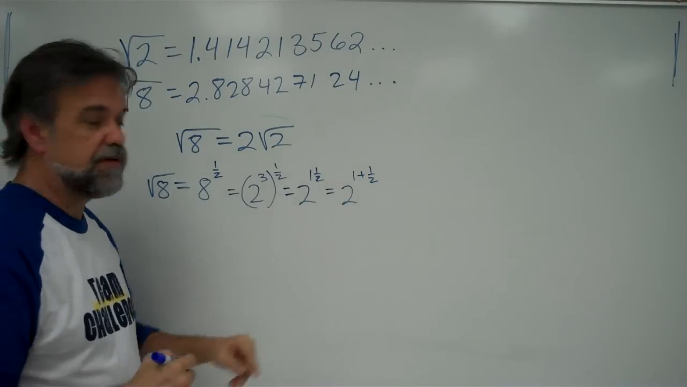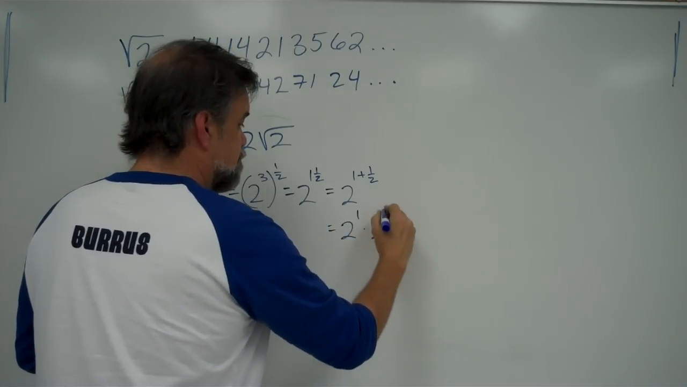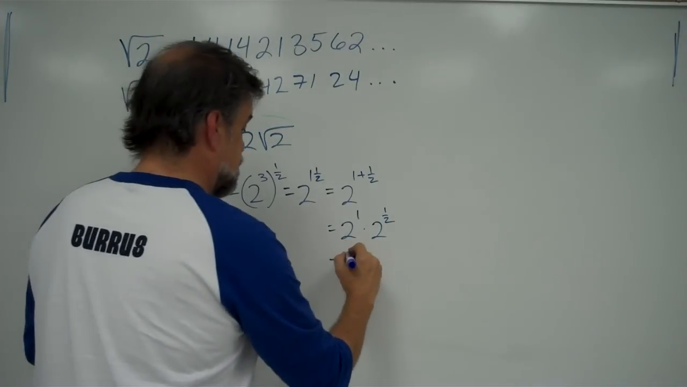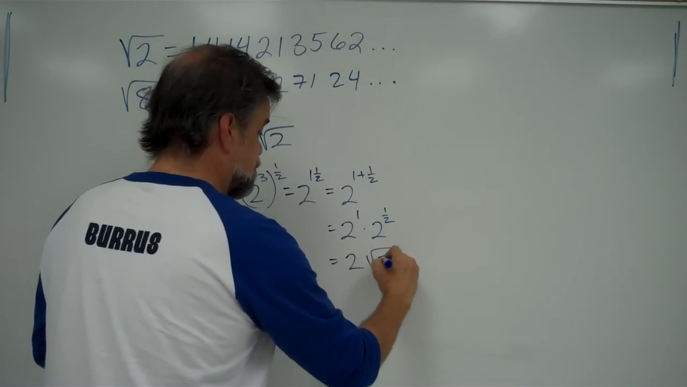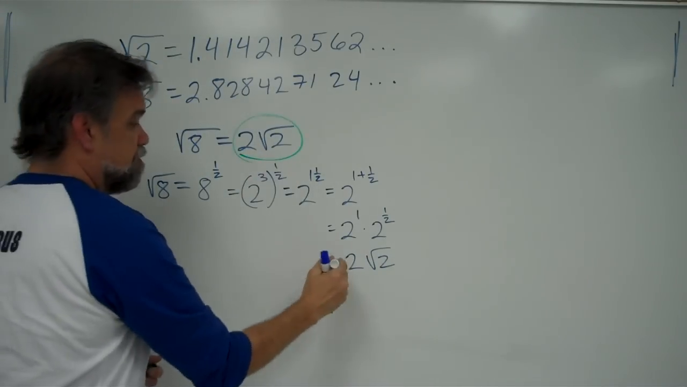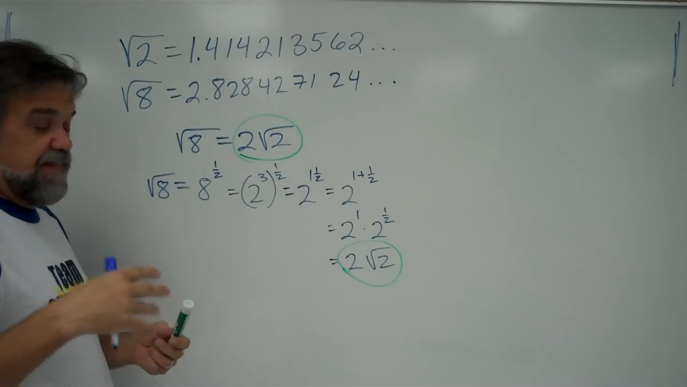Now, what are we doing when we're adding exponents? We're actually multiplying two different things. We're multiplying 2 to the 1 times 2 to the 1/2. And what is 2 to the 1 times 2 to the 1/2? It's just 2 times the square root of 2. Voila, 2 times the square root of 2. So we just showed it's true. That's one way to do it.